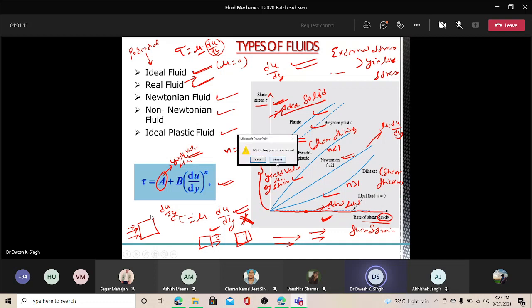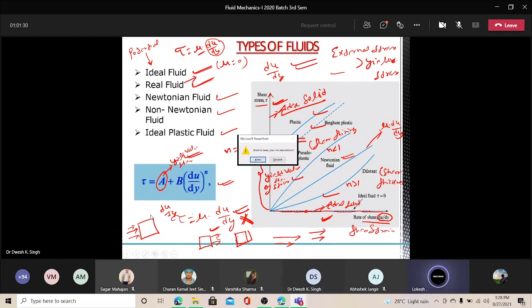Now, which is the line of ideal fluid? Sir, which line was the ideal fluid? The lower one, where shear stress is exactly 0, meaning there will be no development of shear stress.